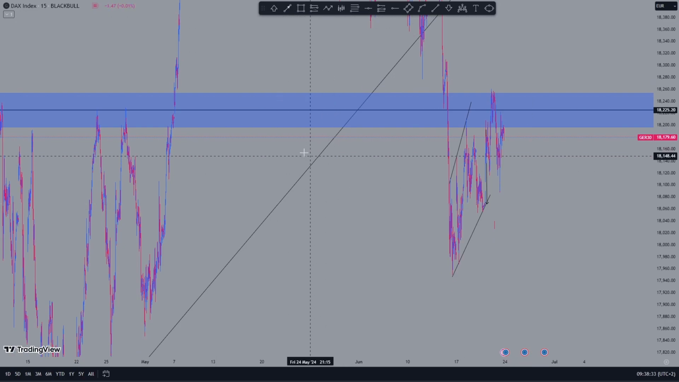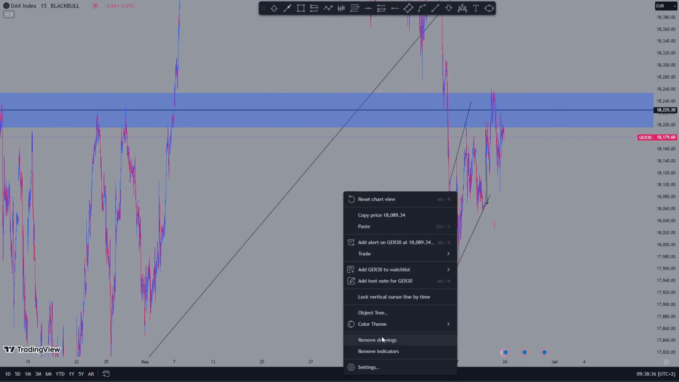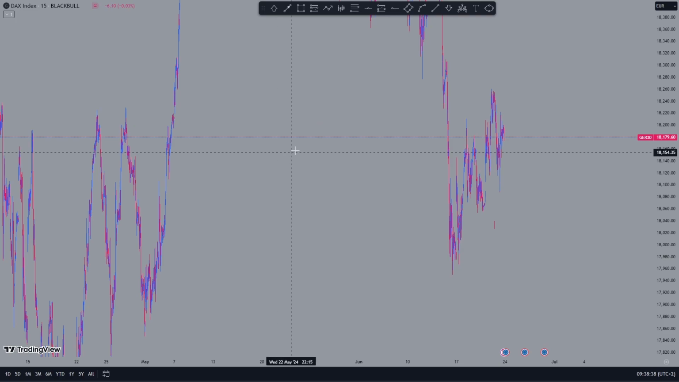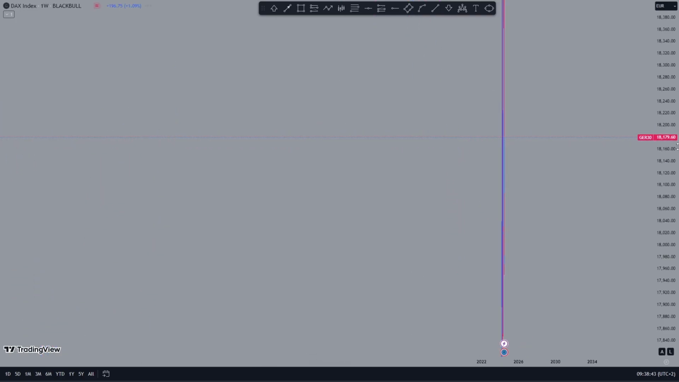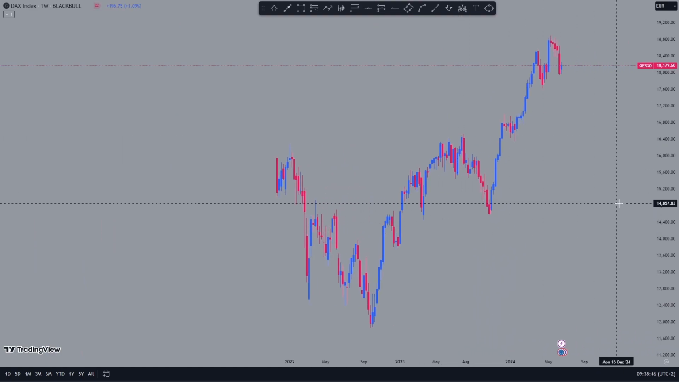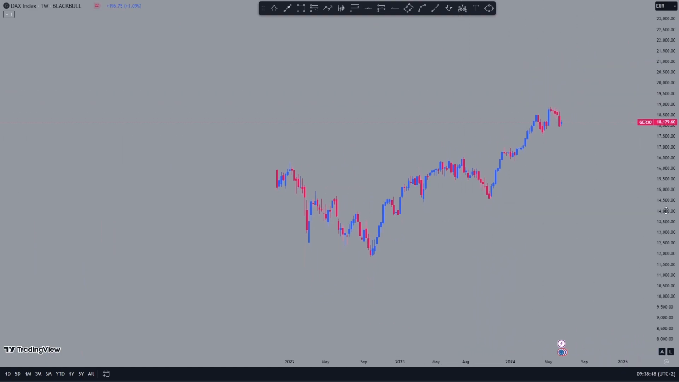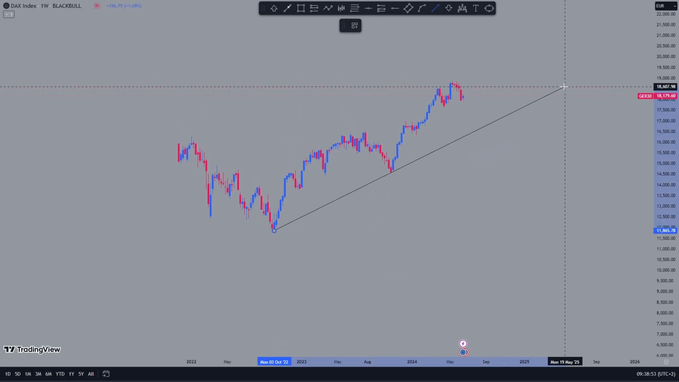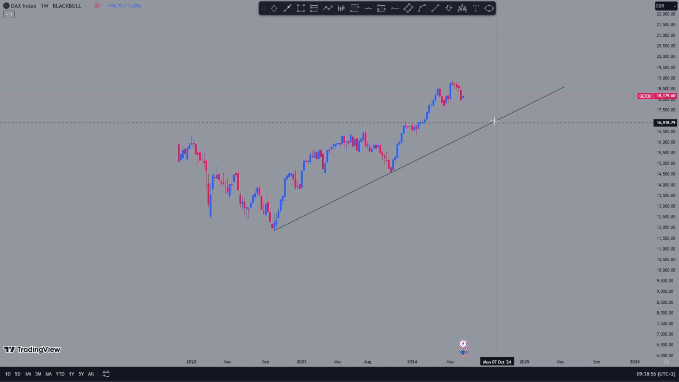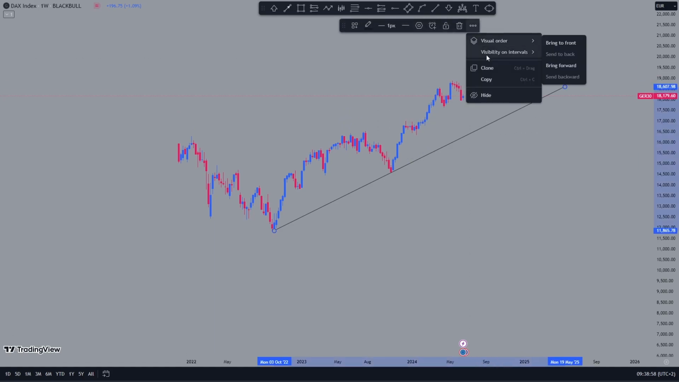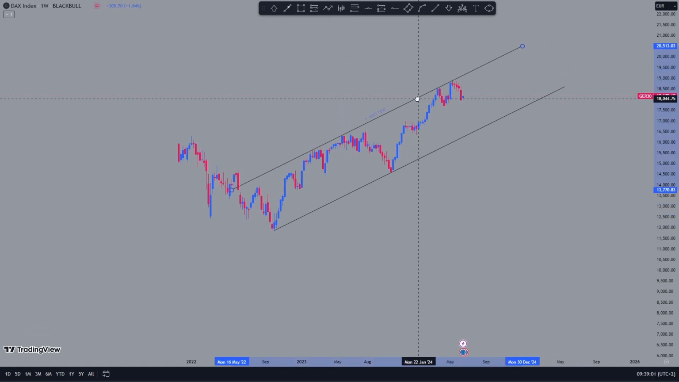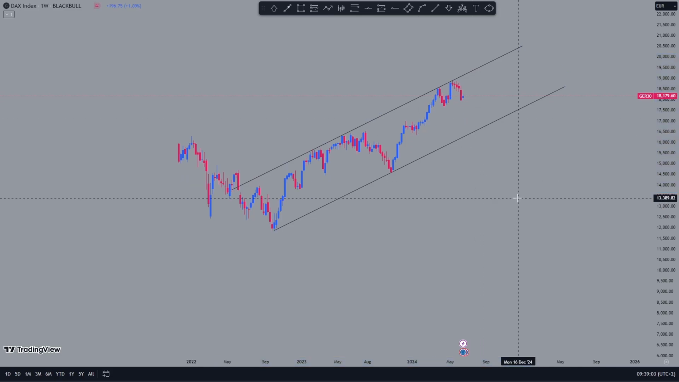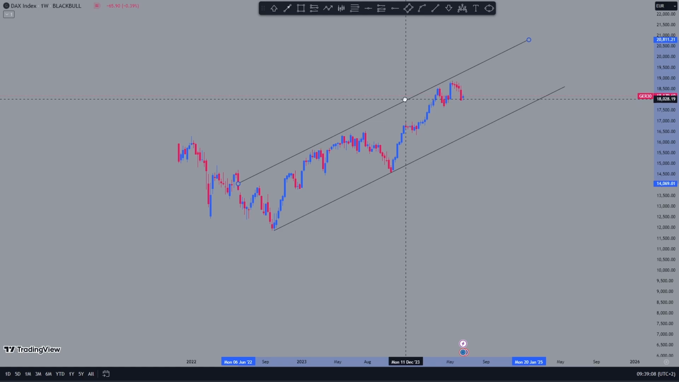On German 30, what I'm going to do is remove everything. Then I'm going to push to a weekly time frame also on German 30. So this is my weekly chart, and I'm going to start putting some trends. This is my trend. I'm going to clone it to make sure that I get the exact type of trend line. You can see this is a valid trend line.